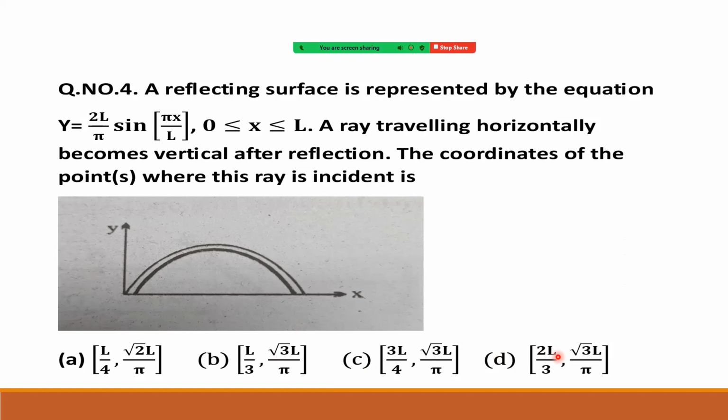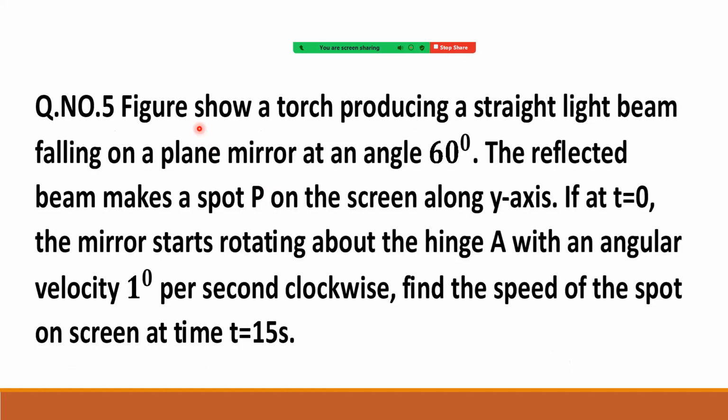Let us see the next problem. The figure shows a torch producing a straight light beam falling on a plane mirror at an angle 60. The reflected beam makes a spot P on the screen along the y-axis. If at t equal to 0, the mirror starts rotating about the hinge with an angular velocity 1 degree per second clockwise, find the speed of the spot on the screen at t equal to 15 seconds.